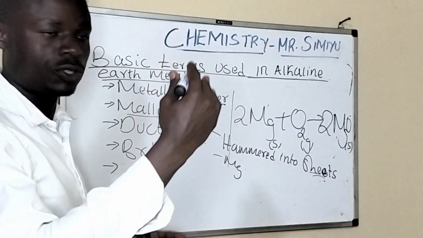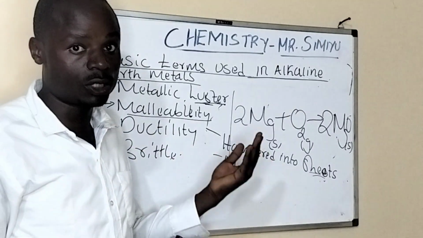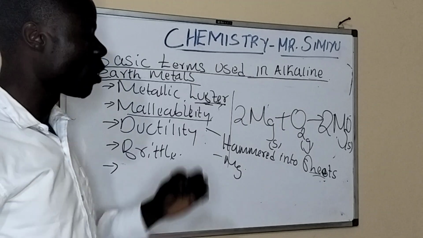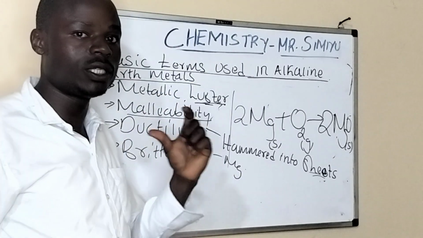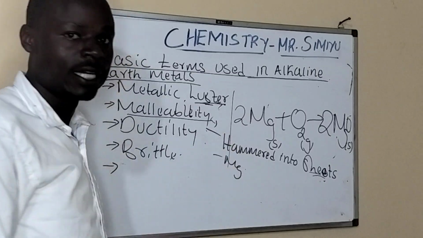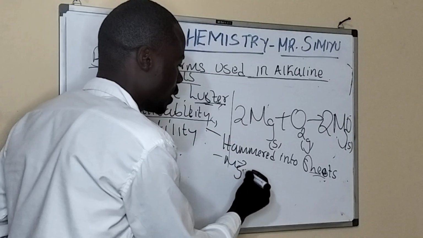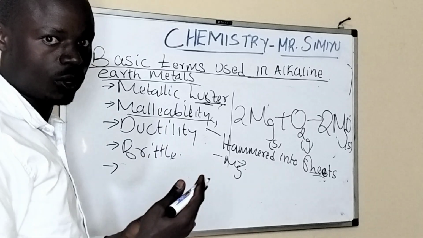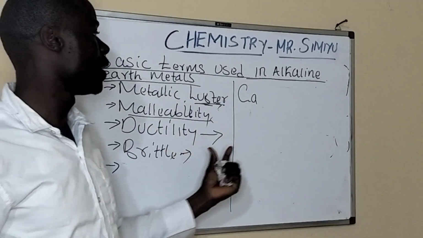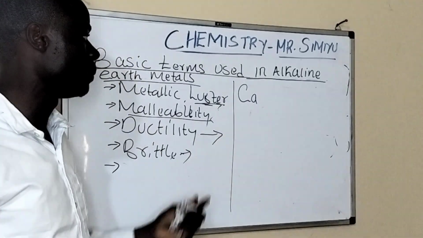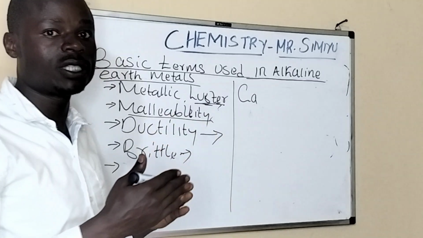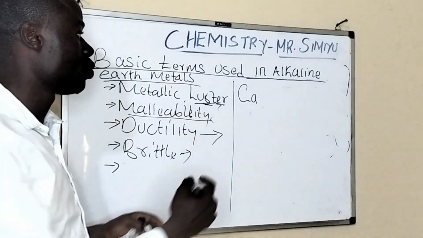Not all metals can be hammered into sheets because they have different physical properties concerning the forces of attraction holding the particles together. You will find that when magnesium is hammered, the particles come together and join together. But calcium is not easily hammered into sheets. Why? Because of the arrangement of the particles in calcium. We have said that calcium has a large atomic radius, so the arrangement of particles is far away from each other, those atomic particles.